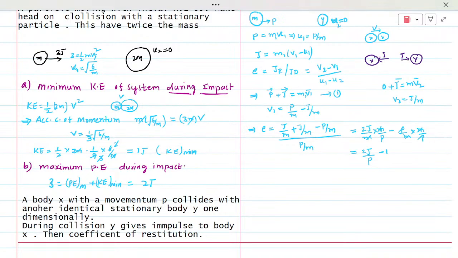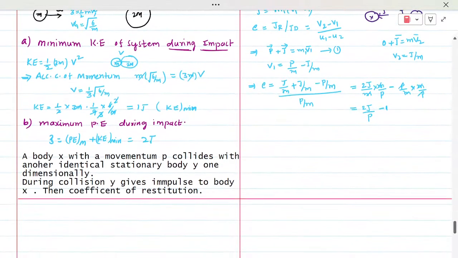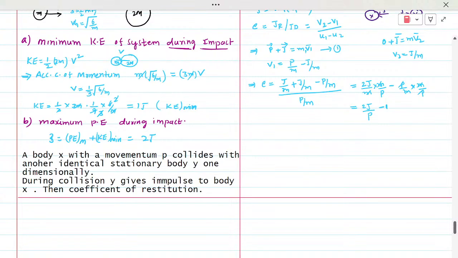When momentums are given instead of velocities, how do we find the answer for the given question? Now, see the question. Understanding the question is important.